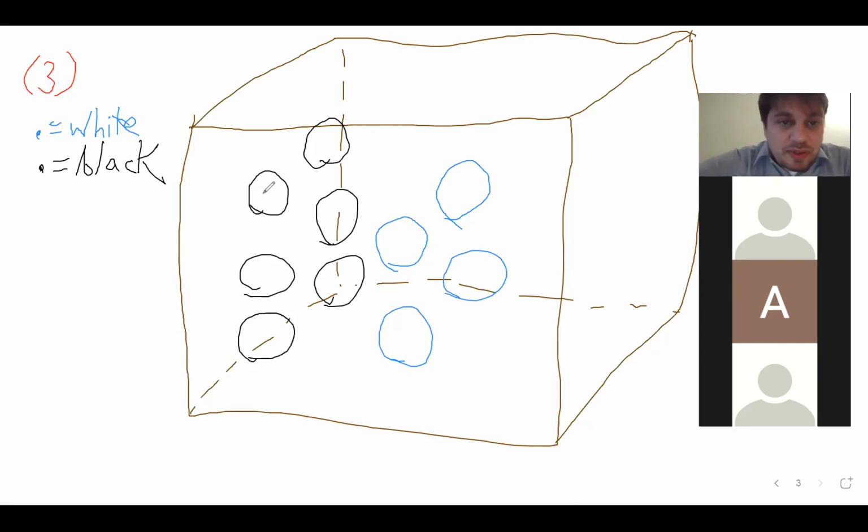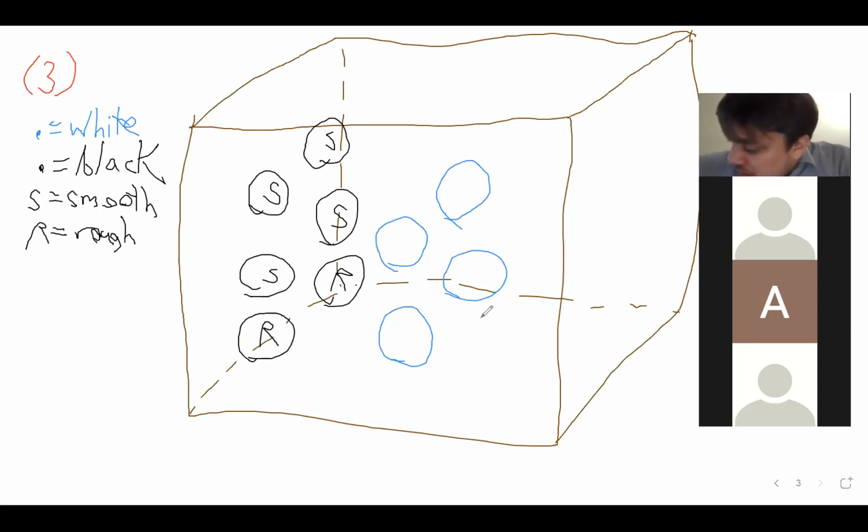4 of the black have smooth surfaces. So I'm going to denote S for smooth. So 4 of them are smooth. 2 are rough. So I'm going to put an R for rough. So S is smooth, R is rough. And then for the four white balls, 1 has a smooth surface and 3 are rough.